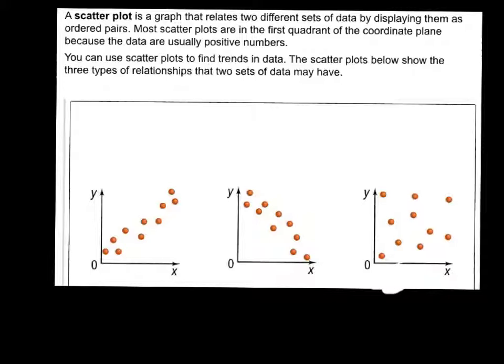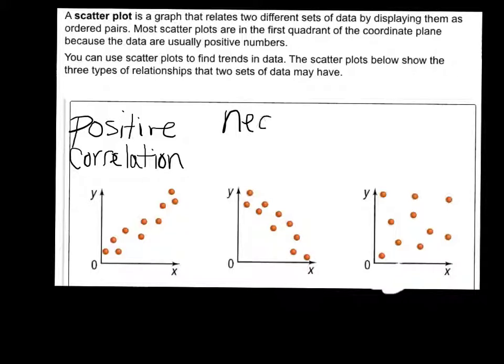Okay, so looking at our three different types of scatter plots that we could end up with, this first one here is going to represent a positive correlation because it goes uphill to the right. Okay, our second graph is going to represent a negative correlation because it goes down to the right.